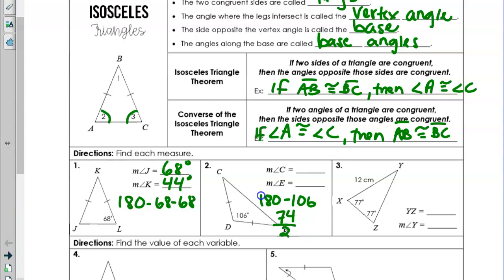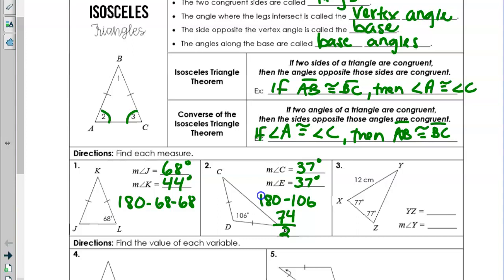37. Okay, both of the angles need to be equal because we're splitting them equally, so they're both 37 degrees. Add up 106 plus 37 plus 37, and it should equal 180. Good question, Katie.